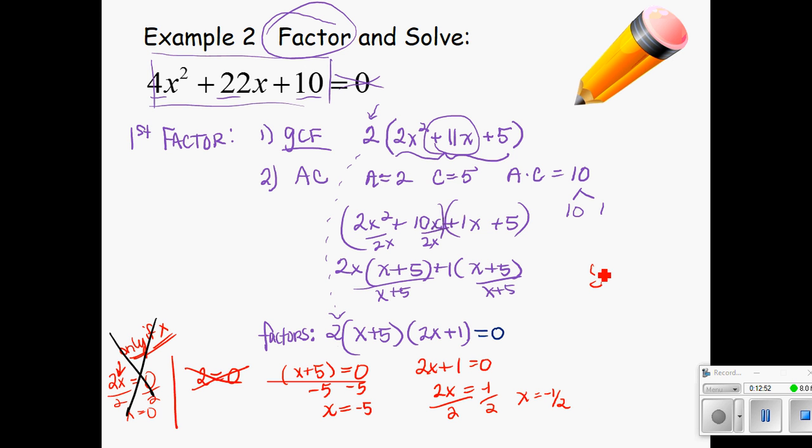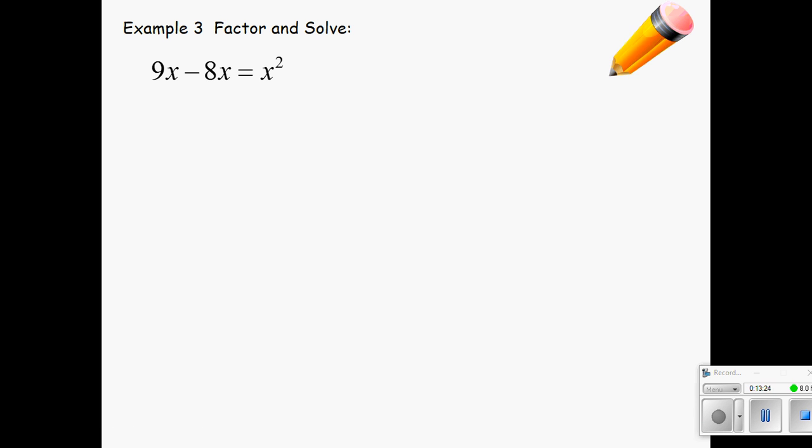So you can write the answers any which way of the following. You can say the answers are x equals negative 5 and x equals negative 1/2. Or you can use those brackets, negative 5, negative 1/2. Or you can say negative 5, 0 and negative 1/2, 0. Any of those methods or answers would be acceptable. Okay, let's try one more. Example number 3, factor to solve.